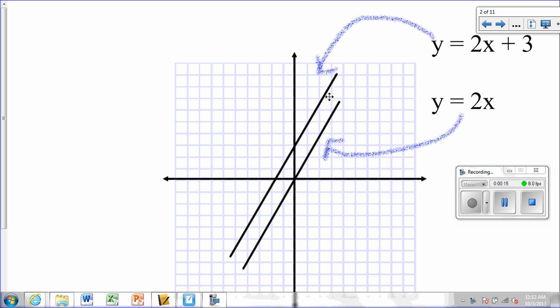These lines are parallel. Their equations are y equals 2x for the bottom one and y equals 2x plus 3 for the top. Do you notice any similarities between their equations?